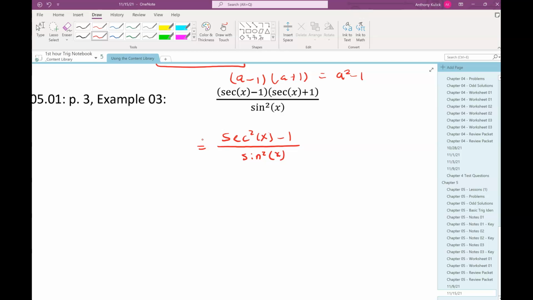Okay. Do you see any more algebraic things to do here? I don't see anything obvious that feels like it's going to be effective. So let's look for an identity then. Do you see any identities that would come in handy here? This one, it's a little bit trickier to see.